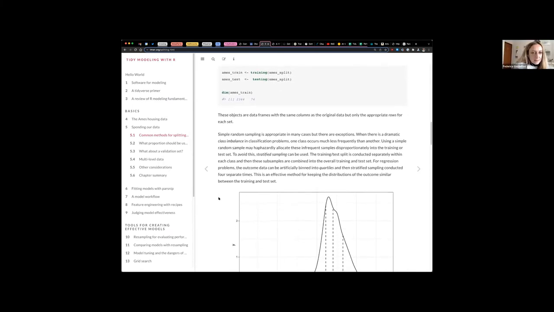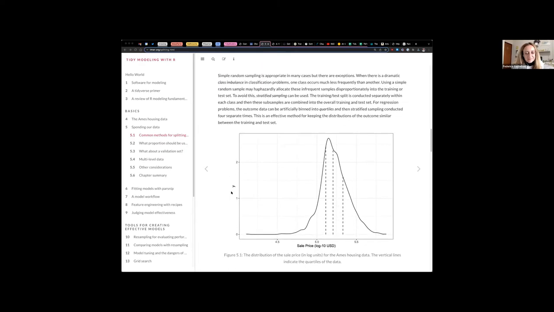If you do class of the split, it says the object is an R split object. So it's an R split, special object.